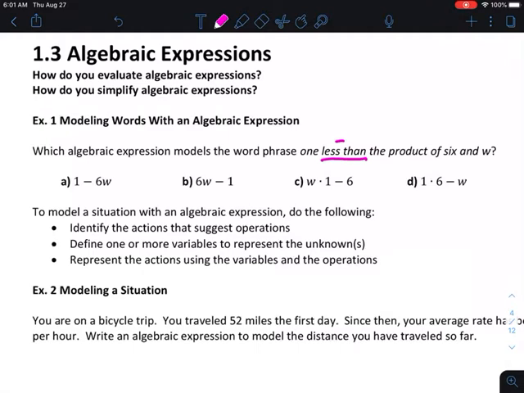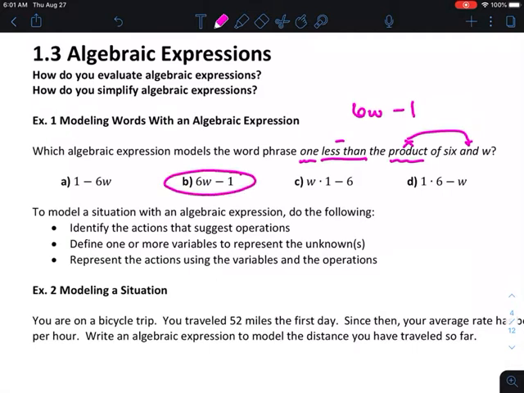Less than also tells us we need to flip-flop the order of that subtraction. So we are going to end up taking 1 away from something. So we need to have a minus 1. 1 less than, 1 subtracted from what? It says the product of 6 and W. Well, product means that we are multiplying. The and tells you where to put that multiplication sign. So we have a 6 that's going to multiply with W that's going to go in the front here. So that means I'm going to have 6W minus 1.